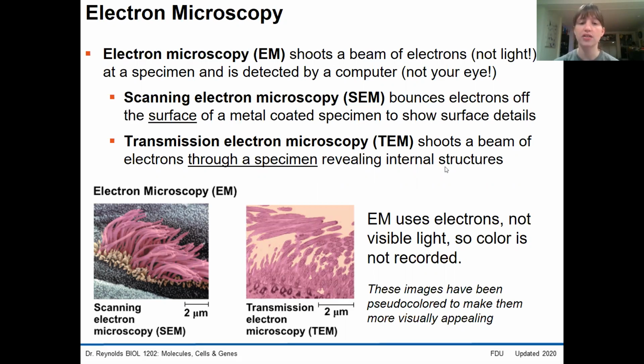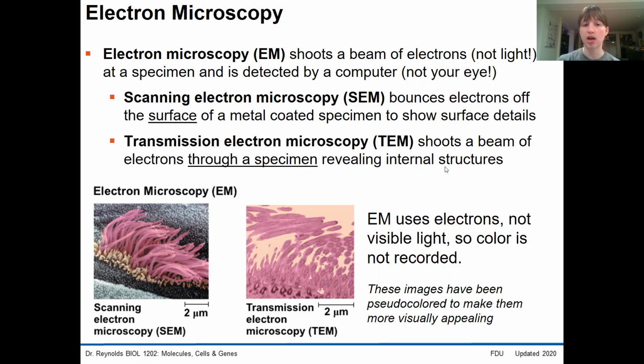Scanning electron microscopy scans along the surface of your specimen. And so it allows you to see three-dimensional images because of the fact that we're actually scanning along the surface. So what you're seeing here is an example of cilia, which are protrusions on the surface of cells.